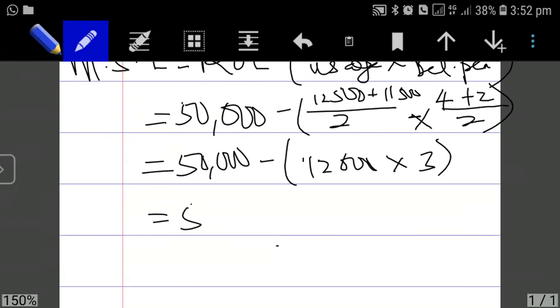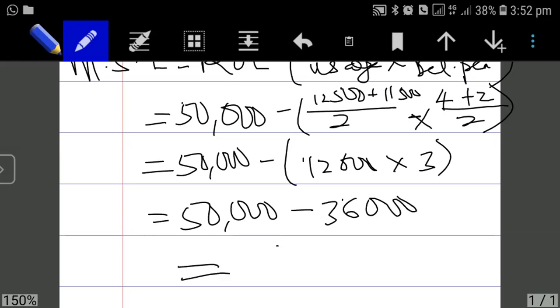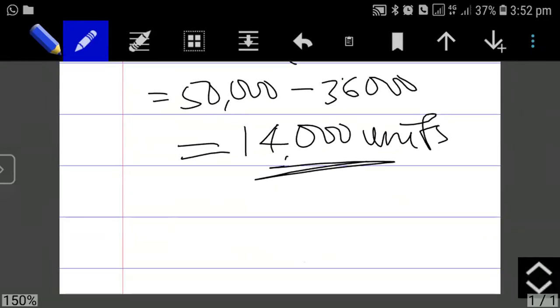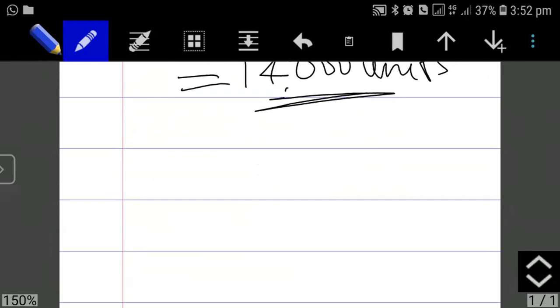This will equal to what? 50,000 minus 12 times 3. That is 36,000. 50,000 minus 36,000 will give us what? 14,000 units. Do we get that? Yes. That is the minimum stock level.